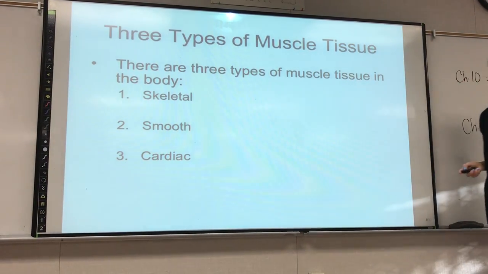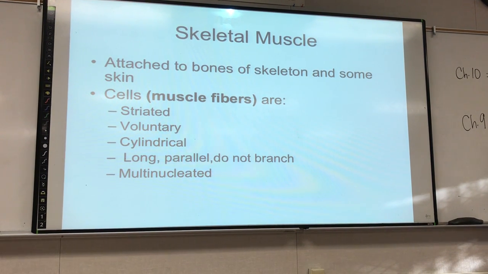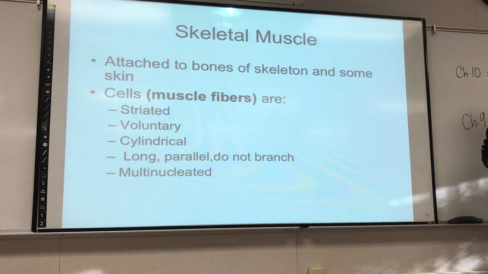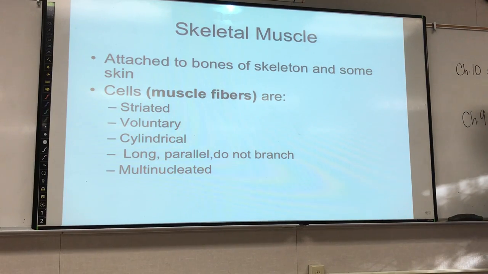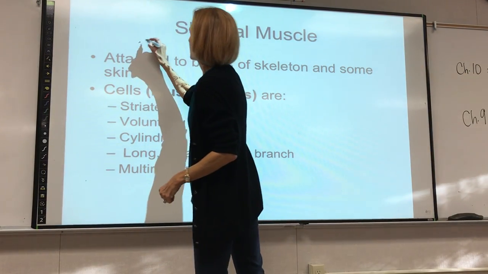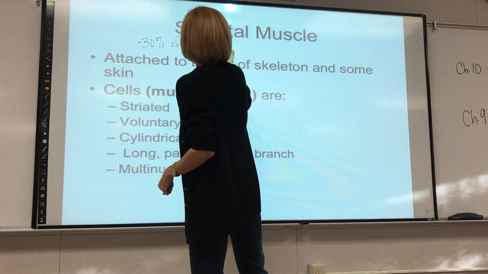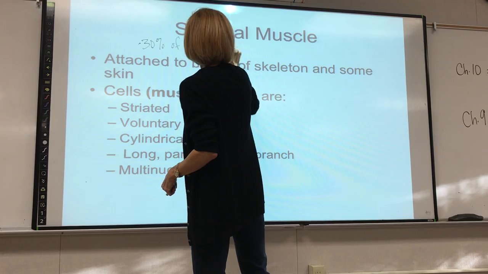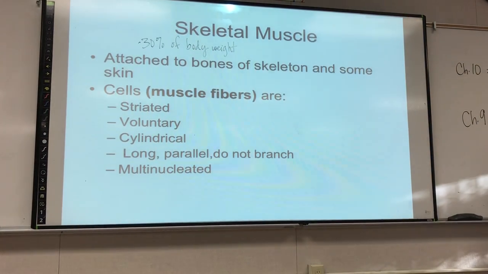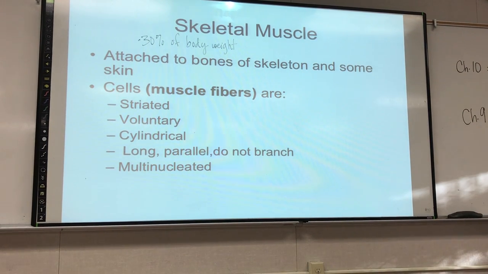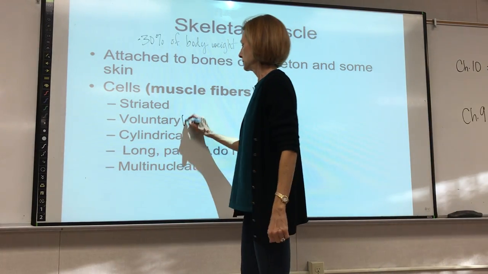Let's go through these. First of all, let's talk about skeletal muscle. Skeletal muscle is the most abundant. This is actually what makes up about 30% of our body weight, roughly 30% of the body weight, just FYI. And so these, of course, would be all of our skeletal muscles. They're called skeletal muscles because they're attached to the bones of the skeleton. And this is the only one of the three types that is voluntary.